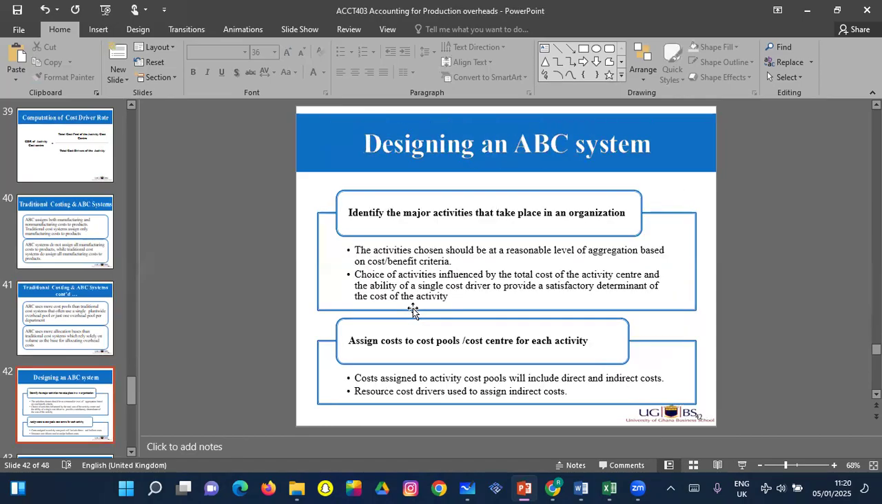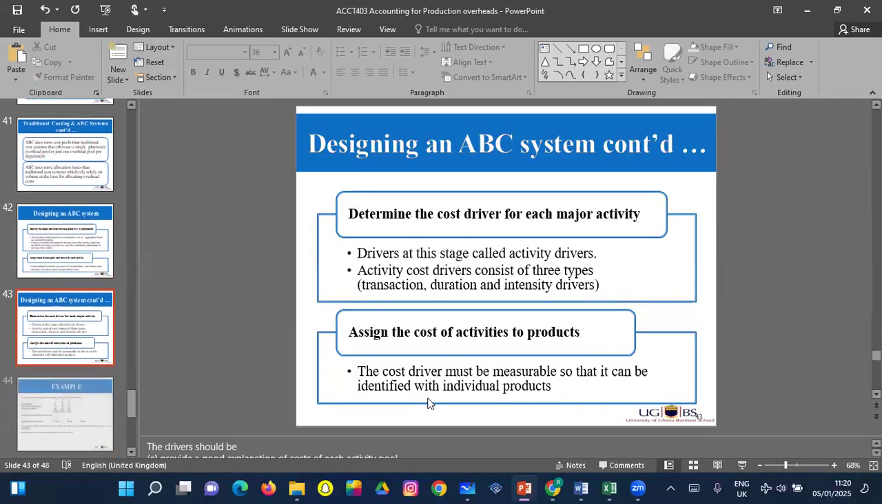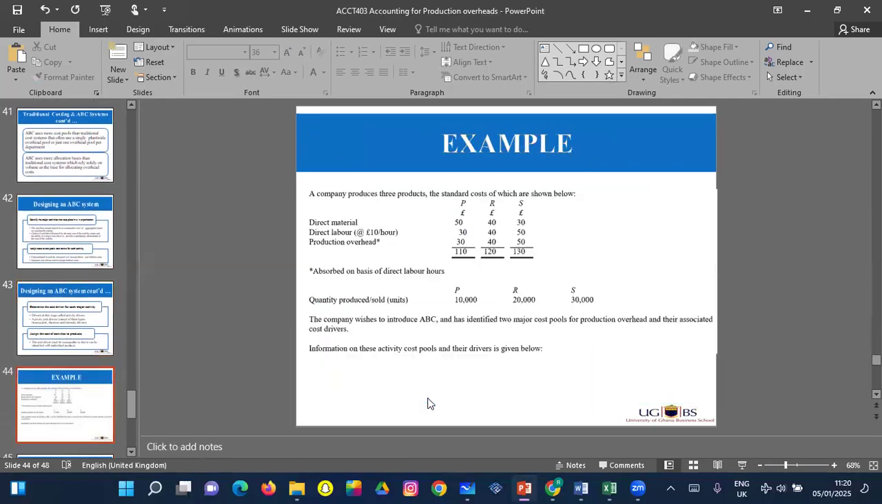In designing an ABC system, you have to identify the major activities that take place in an organization. The activities chosen should be at a reasonable level of aggregation based on cost and benefit criteria. The choice of activity is influenced by the total cost of the activity and the ability of a single cost driver to provide a satisfactory determinant of the cost of the activity. Then we also want to assign cost to the pools. Let's see an example, which will come very soon.